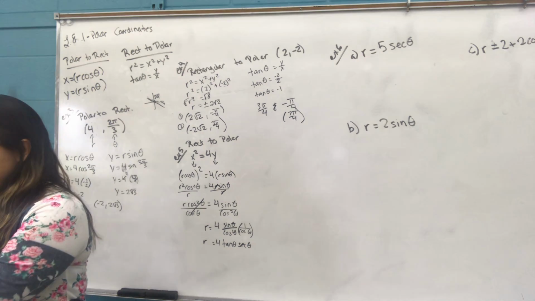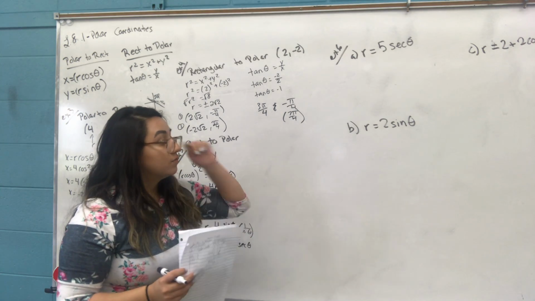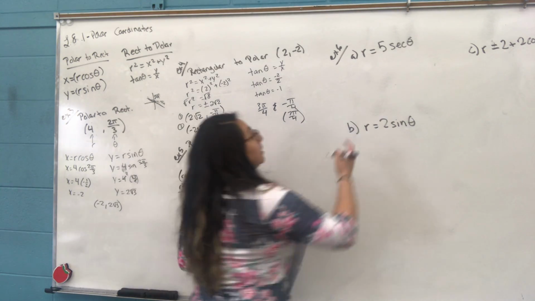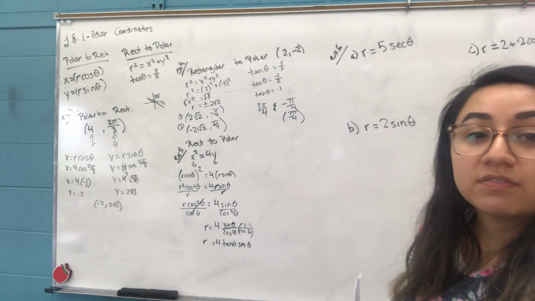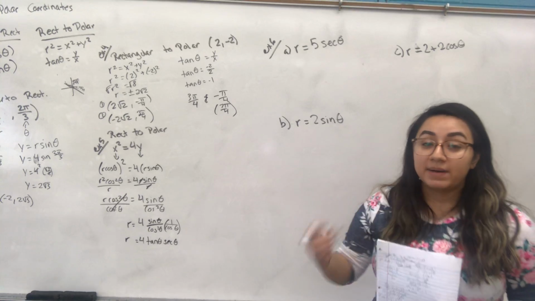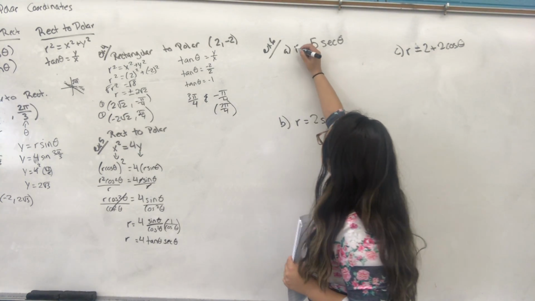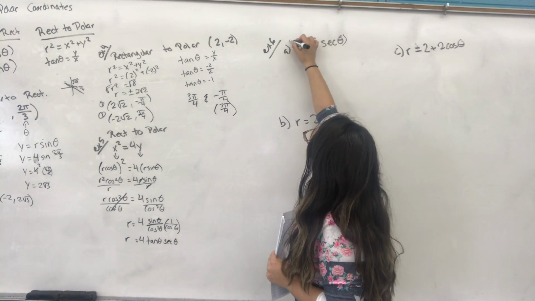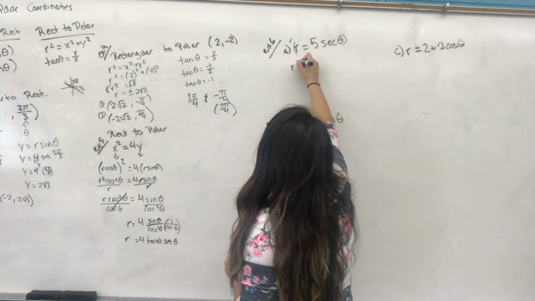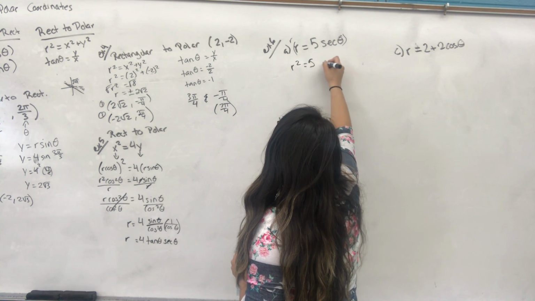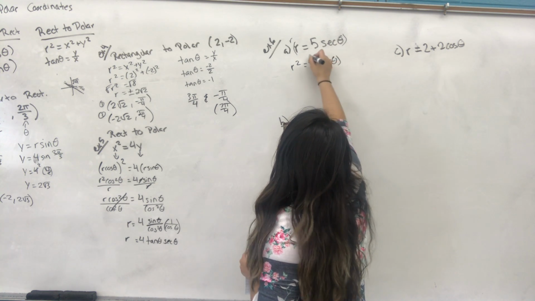Example 6 deals with converting from polar to rectangular. This is the kind of equation that you see. Here, r is equal to 5 secant theta. In this case, you want to get the r squared, so the first step would be to square the whole thing, because we want an r squared. Then we have r squared is equal to 5 secant squared.